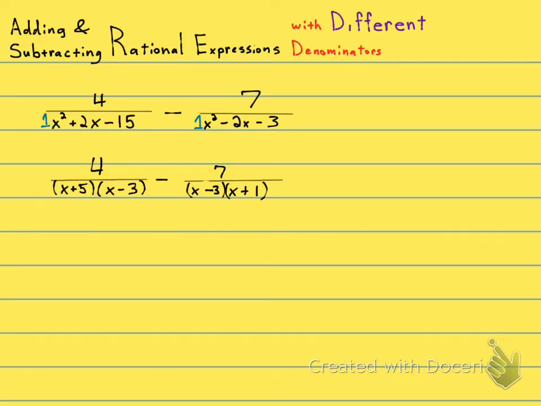All right, now, what does the fraction on the left need? What is it missing to have a denominator like the one on the right? It's pretty obvious that it's missing an x plus 1. And what does the denominator on the right need to make it look like the denominator on the left? What's missing? That's going to be the x plus 5.